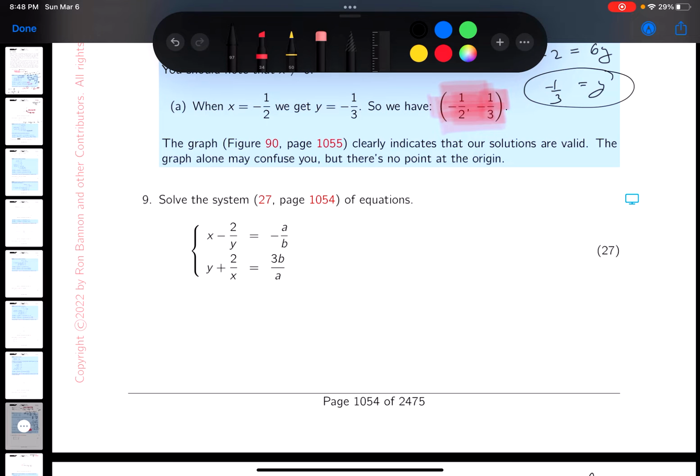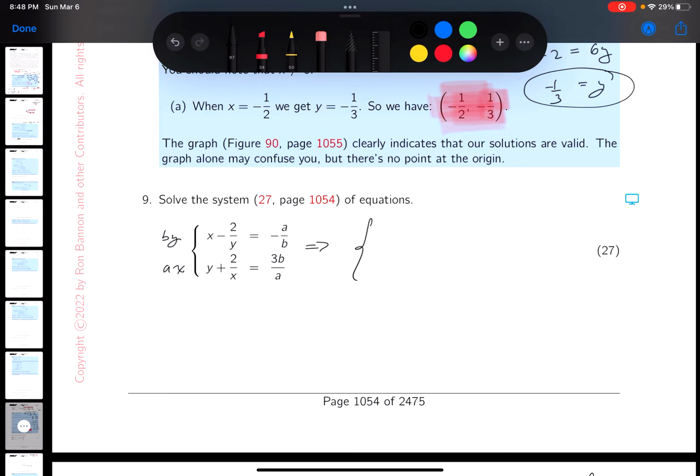I've noticed that parameters are thrown into problems to make it more difficult for students to guess at the answer. So what I'm going to do is just clear the fraction on the top equation by multiplying by by, and I multiply the bottom equation by ax.